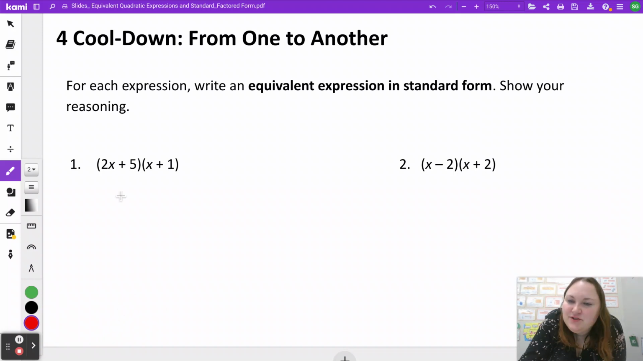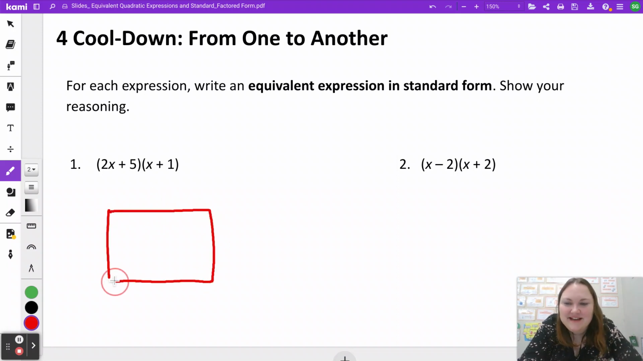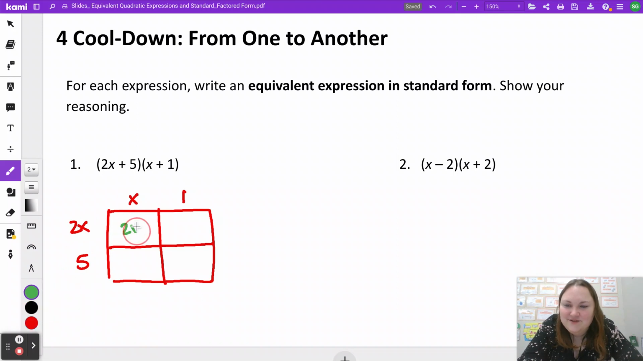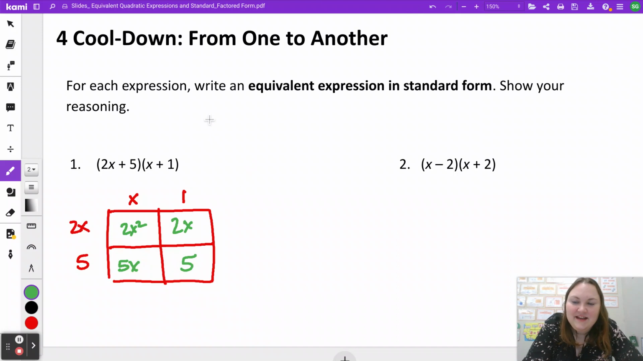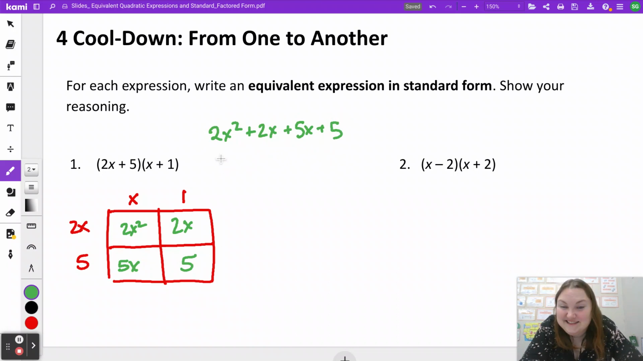All right, I'm going to do one with a diagram and one with distributive property. So if you wanted to set this one up with a diagram, I've got 2 terms by 2 terms. So I've got 2x and 5 times x and 1. That would give me 2x squared, 2x, 5x, and 5. So 2x squared plus 2x plus 5x plus 5. This right now is not in standard form because I need to simplify. So to finish, I would say 2x plus 5x is 7x, and still my plus 5. That would be our answer for this first one.